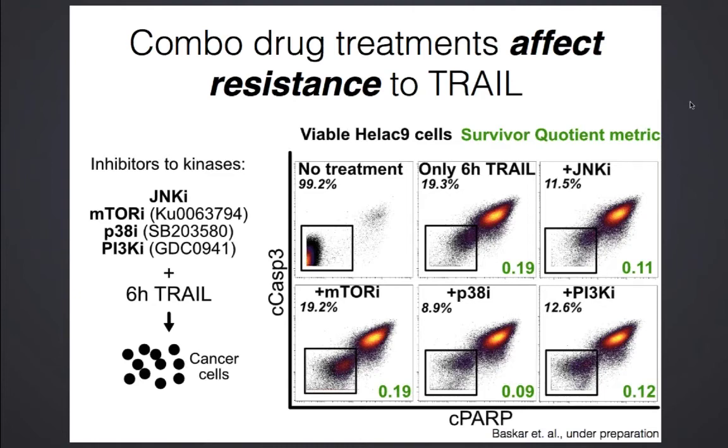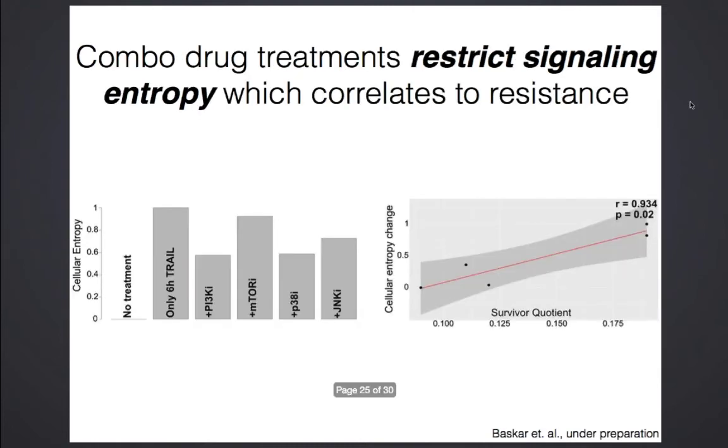So we see that combination of treatments is affecting resistance, but is it doing it by affecting the entropy of the system? Is it affecting the heterogeneity of the system? Yes, it is. We see that combination drug treatments, in fact, restrict the signaling entropy, which correlates to resistance. So the idea that these inhibitors don't let these cells occupy different signaling states of resistance allows it to be less resistant, essentially, to TRAIL and the combination therapy that we applied on it.